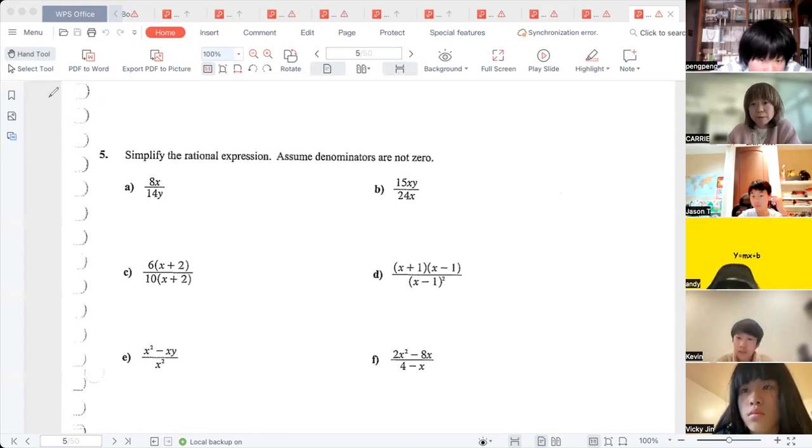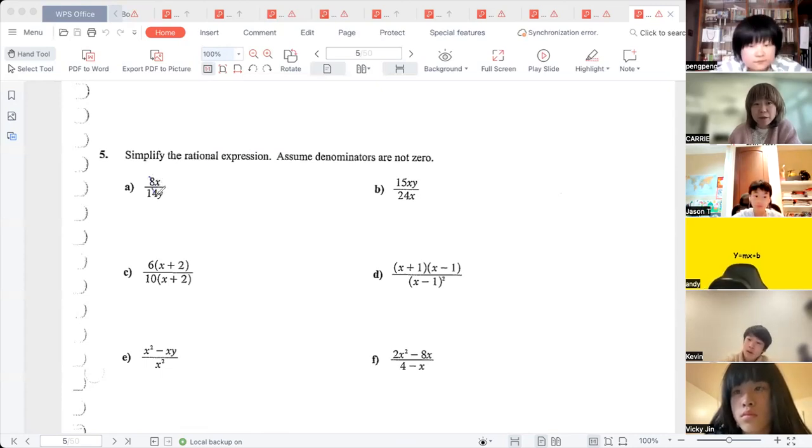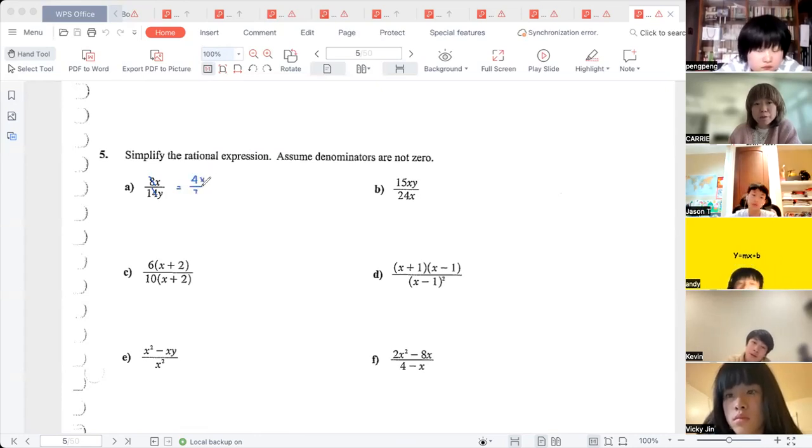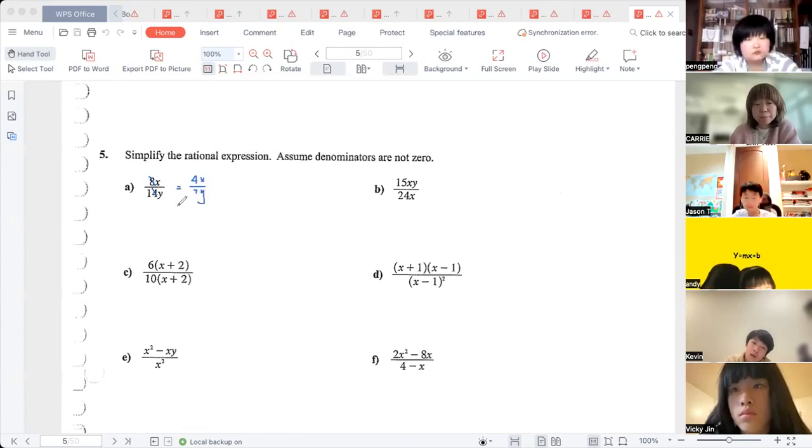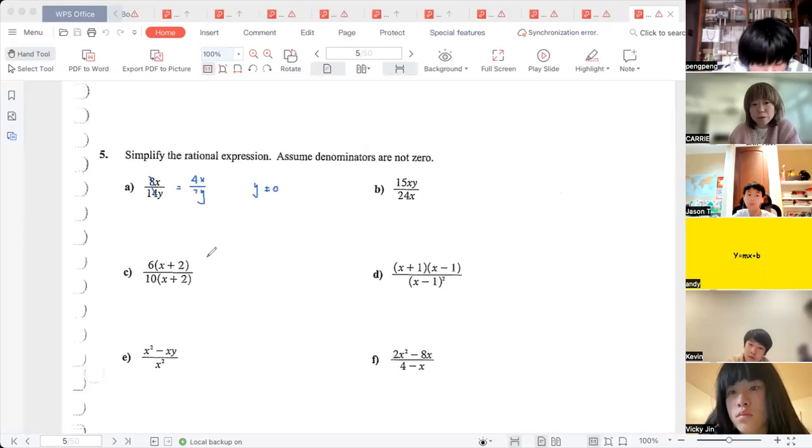Okay, so let's see. So x and y, obviously, they cannot be eliminated. But A and 14, they're both even numbers, so it will be 4 over 7, sorry, 4x over 7y. Right, if you want to add the restriction, y is not equal to 0, correct?